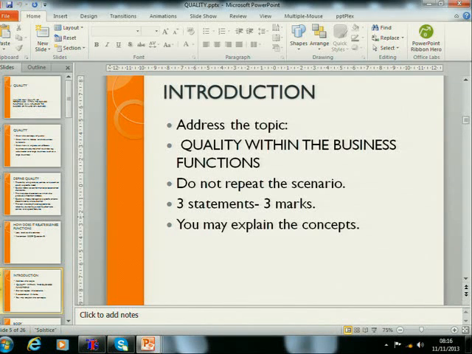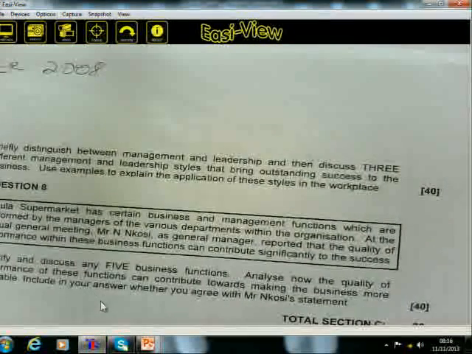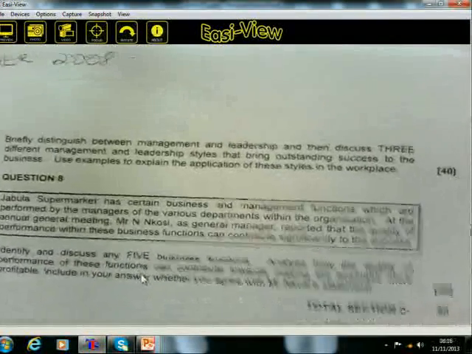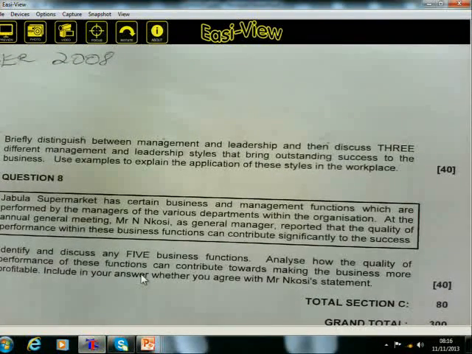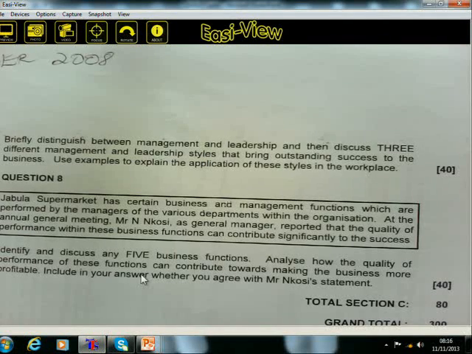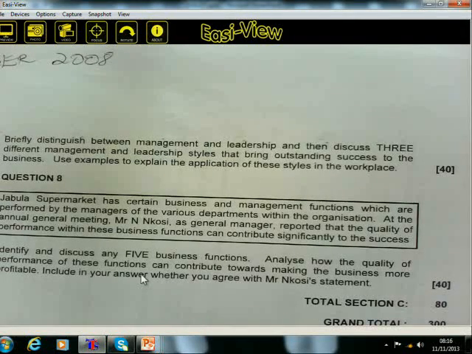You can talk about quality, you can talk about the functions, you can talk about quality within the functions. And again, remember not to repeat the scenario. It is said here, let's go back to the question, Jabula Supermarket has certain business and management functions which are performed by the managers of various departments within the function. Don't say certain businesses and management functions are performed by managers of various departments within the organization. You are not going to get any marks for that because you are simply repeating the scenario.